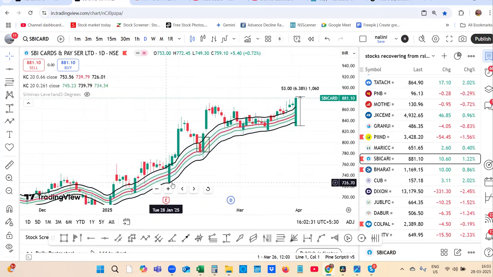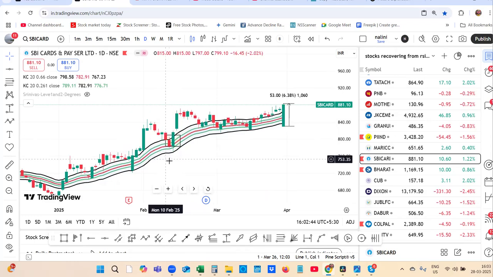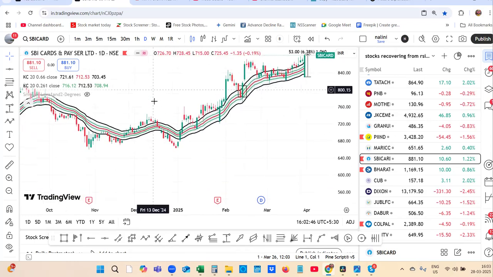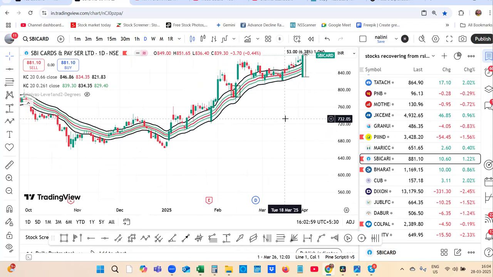You know, whenever it has come, you go back and see. Whenever it came, touch this level, it has taken as a support, 0.66 level. And when it starts breaking below this level, that is an indication it has broken down. You can see over here, it has broken down. When it started climbing over here, it has taken support, and it has climbed up.